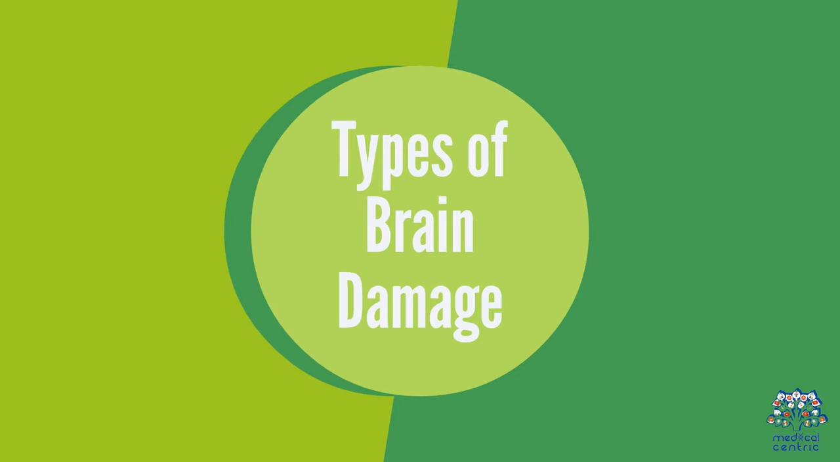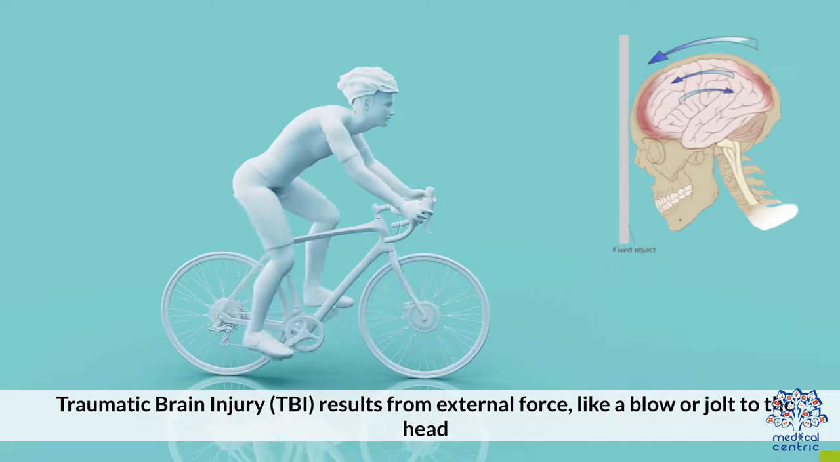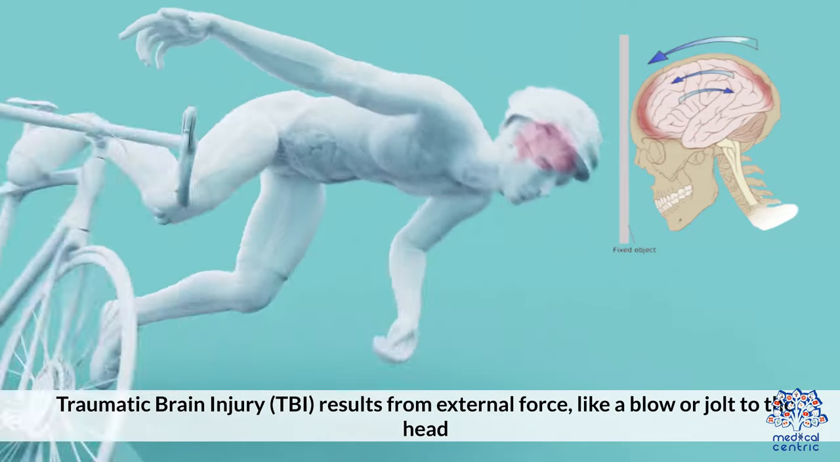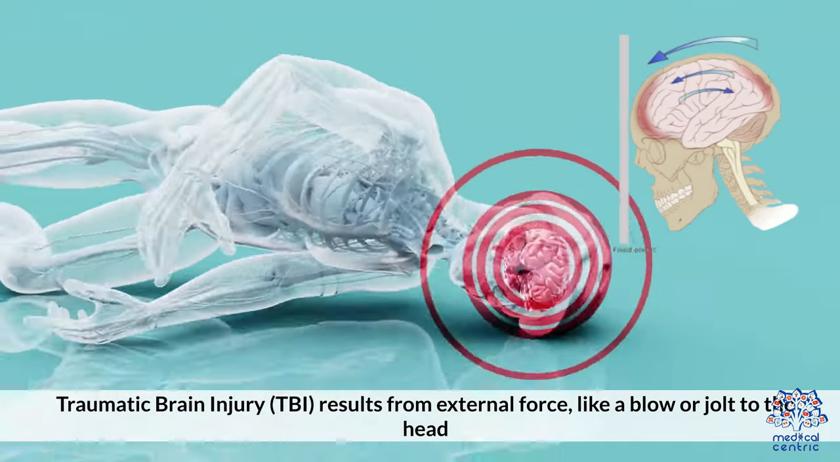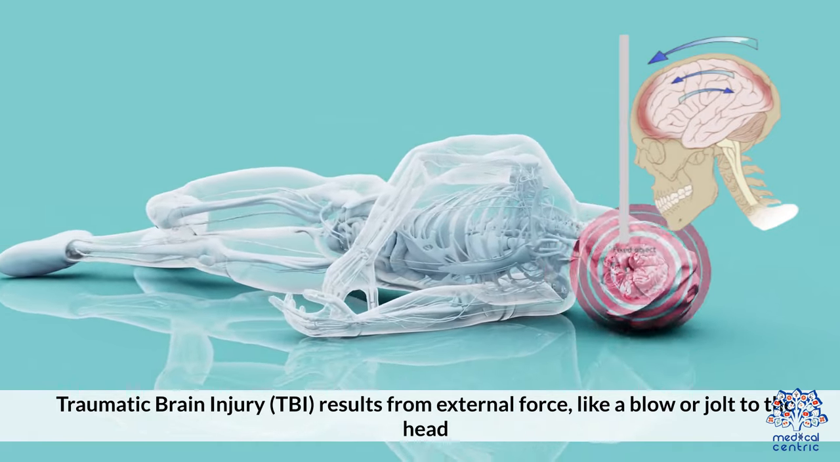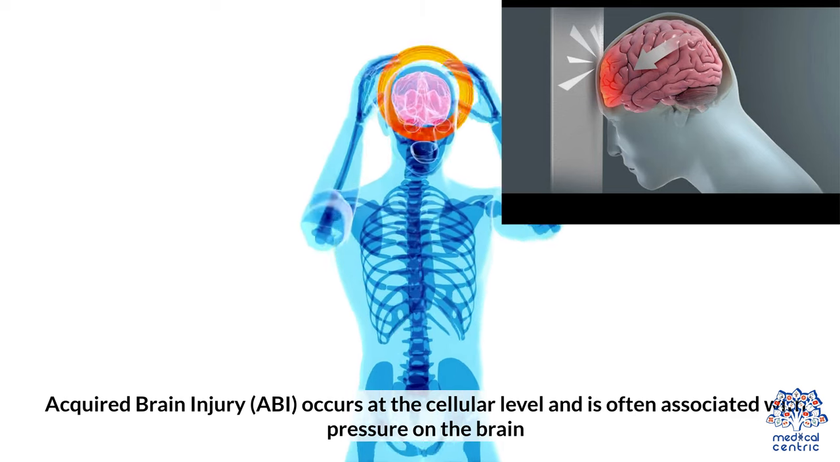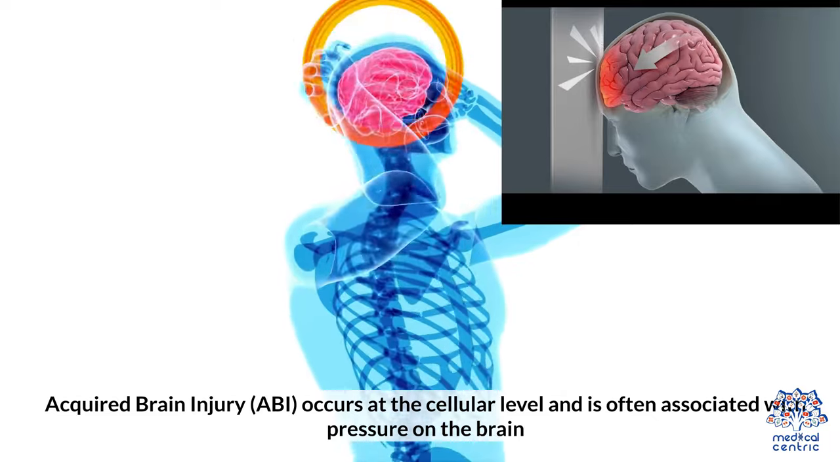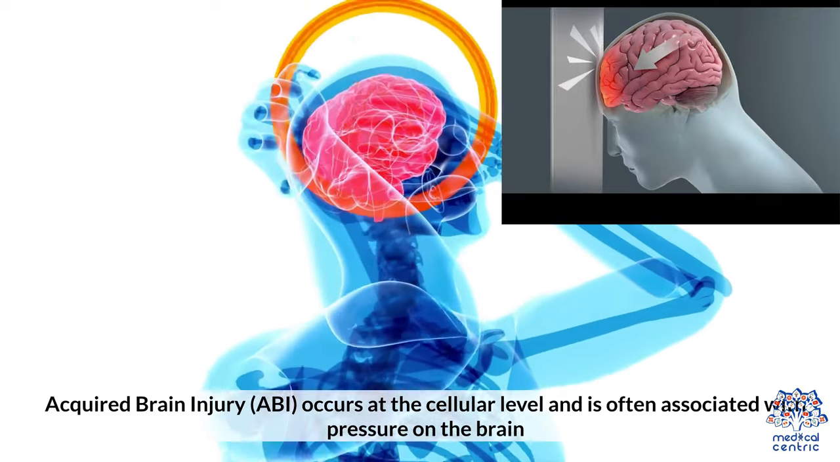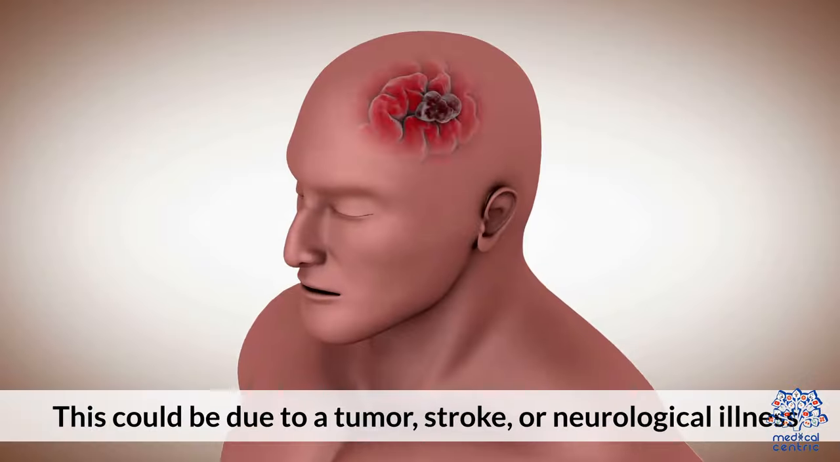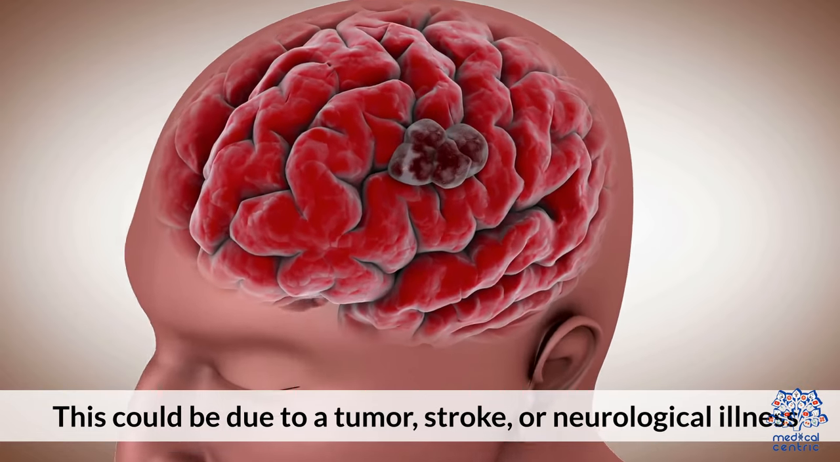2. Types of brain damage. Traumatic brain injury, TBI, results from external force, like a blow or jolt to the head. Acquired brain injury, ABI, occurs at the cellular level and is often associated with pressure on the brain. This could be due to a tumor, stroke, or neurological illness.